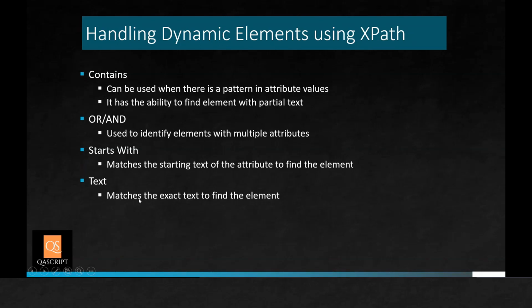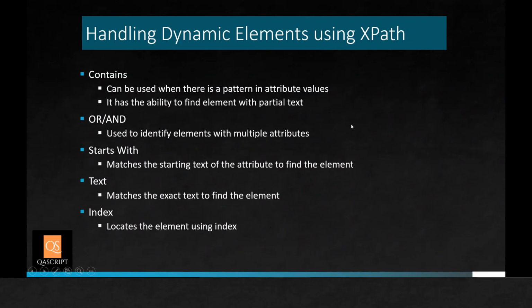And then text, it matches the exact text to find the element. So you cannot use partial text in this text method. Then there is the index method. Okay, so you can locate the elements using the index of that particular element on the page. So if there are multiple elements having the same attribute values, you can still identify them using index.